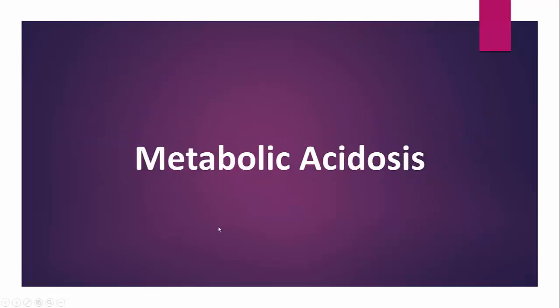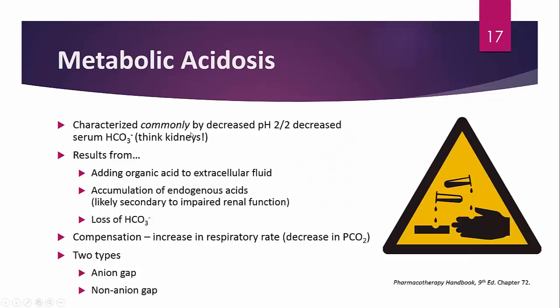So the first disorder we'll talk about specifically is metabolic acidosis. So remember, metabolic means the kidneys, acidosis means that there's some kind of acidosis occurring. It tends to be characterized commonly by decreased pH, or acidosis, secondary to decreased serum bicarbonate. So again, think the kidneys. This results from adding organic acid to the extracellular fluid and accumulation of endogenous acids, likely secondary to impaired renal function or a loss of bicarbonate.